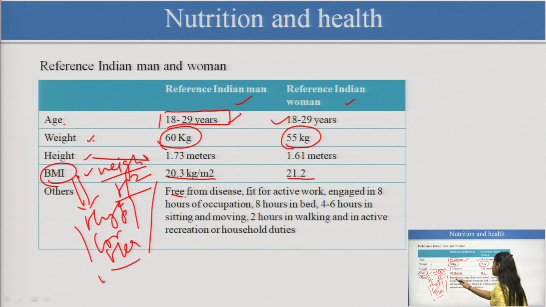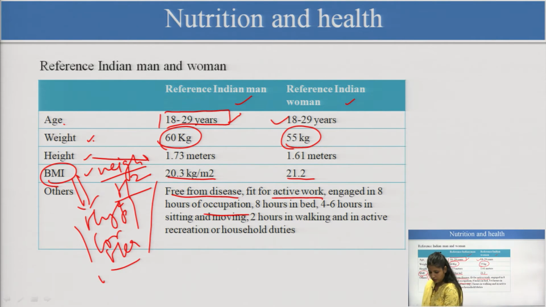They should be free of diseases, they are active workers, they are engaging in some occupation, they are sleeping for 8 hours, and they have 4 to 6 hours of sitting. So, all of these parameters we have taken to define all of these values here.